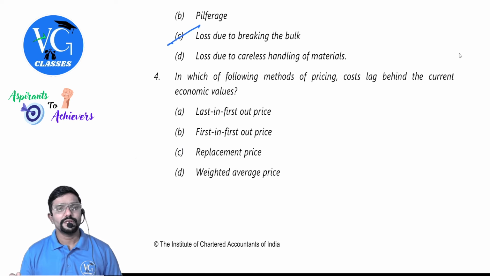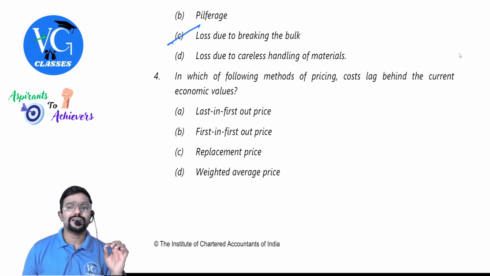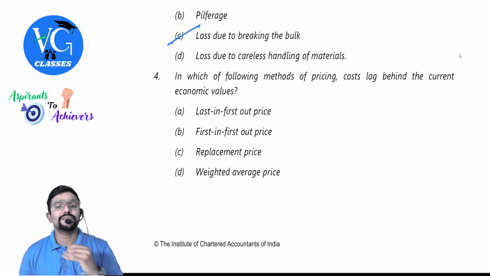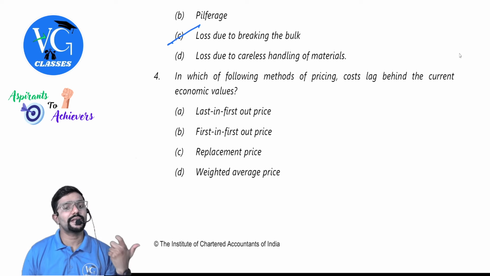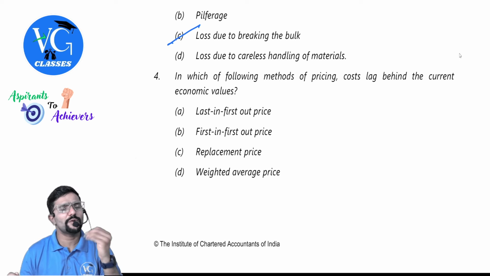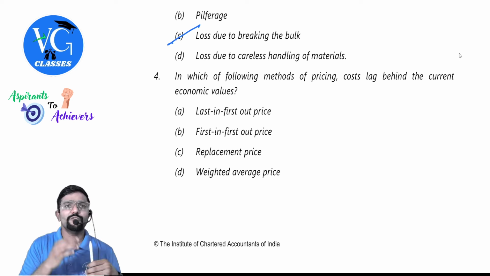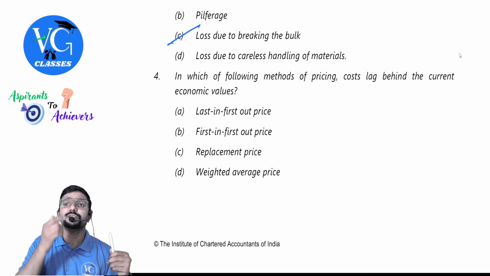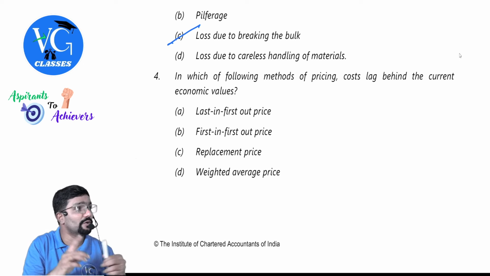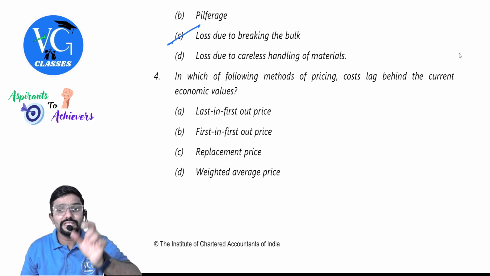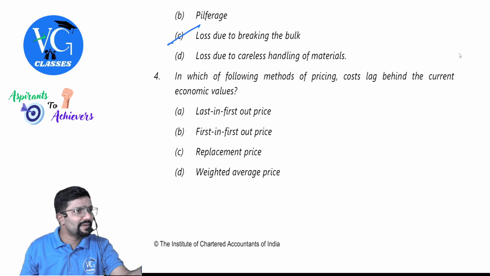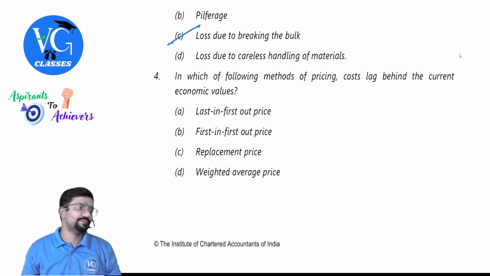Next, the fourth one. In which of the following methods of pricing does cost lag behind the current economic values? FIFO, first in, first out. Guys, they are talking about the cost of material issued. Under the FIFO method, what do we issue first? Whichever we purchased first. Whatever we purchased recently, will we issue it immediately? No. Whereas under LIFO, will the cost be equal to the current market values? Yes, sir, because whatever I purchased today or yesterday, I will be issuing next.